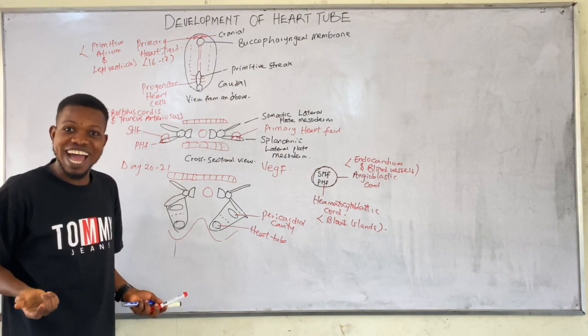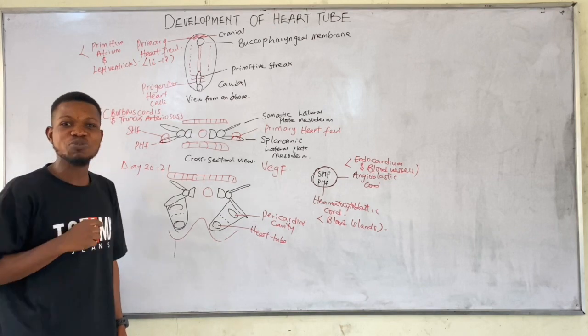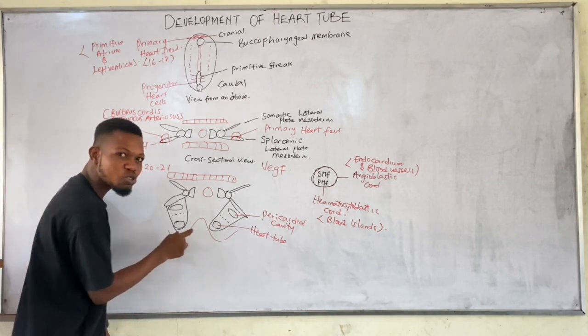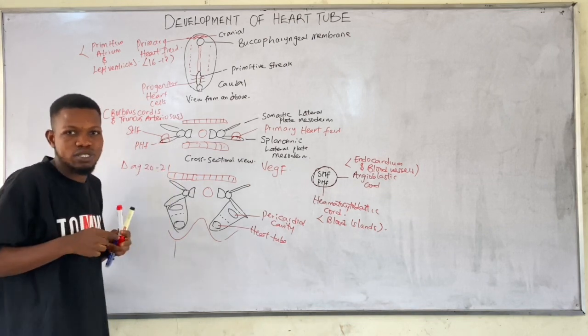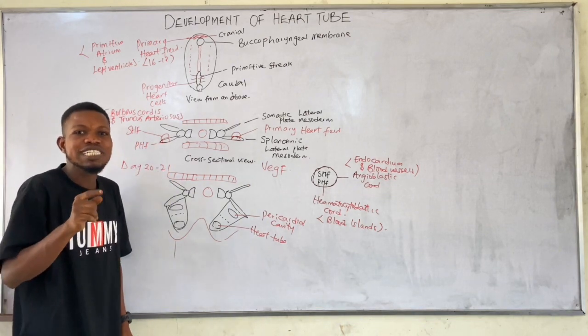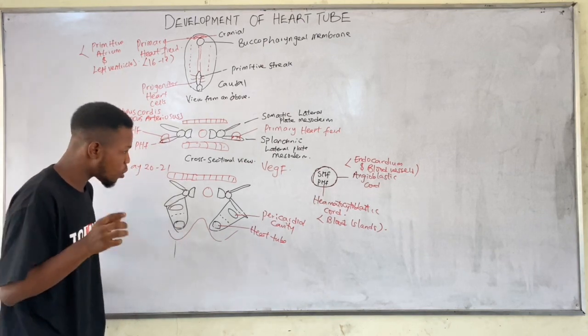Because we can only have one heart. Yes, we can't have two hearts. So it's only one heart we need. So how can these two heart tubes become one? That is when the embryo will undergo what we call lateral folding. So it is lateral folding that will cause the two heart tubes to become one. Do you understand my point now?